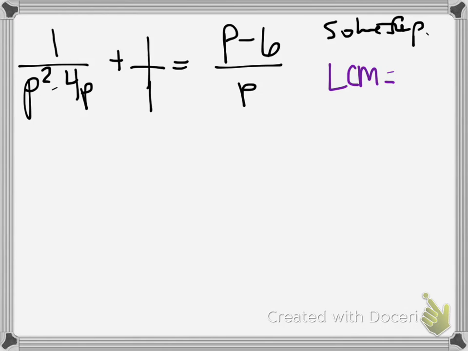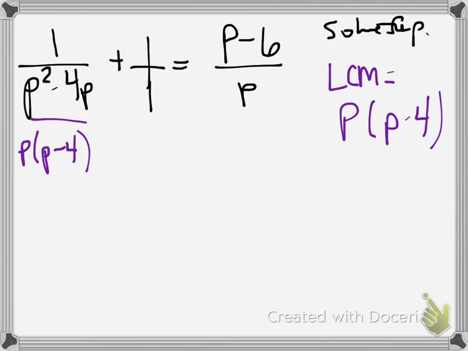Well, to see it a little bit more carefully, I want to rewrite this first denominator in terms of its factors. P times p minus 4. Now if we look, there's a p that they have in common, so I'm only going to write that once because it's the lowest common multiple. And then there's a p minus 4 that they don't have in common, so I'm going to put that in my LCM as well. Okay, so that's the LCM of the entire problem.